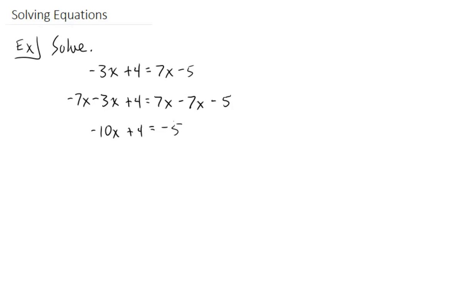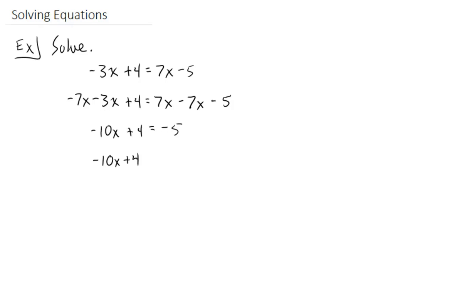At this point, we've essentially gotten it back to the type of problem that the previous example was. So there's a number of x's being multiplied and then we're adding. So we need to undo that by first subtracting 4 from both sides and then dividing both sides by negative 10.